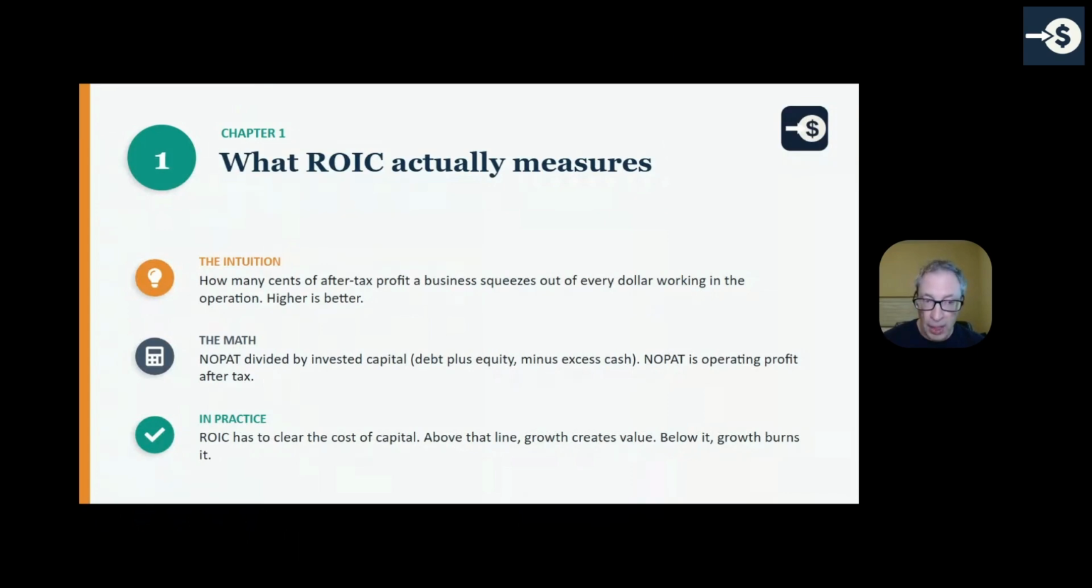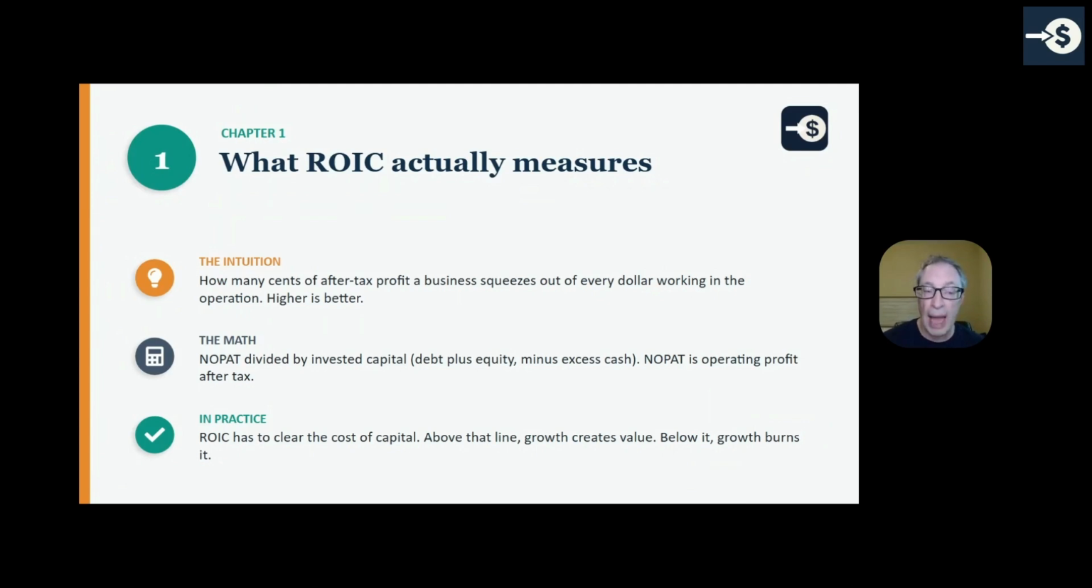Here's the formula, and it's pretty simple: ROIC equals NOPAT divided by invested capital. Translation, what does that mean in English? It means how many cents of after-tax profit the business squeezes out of every dollar it has working for it.